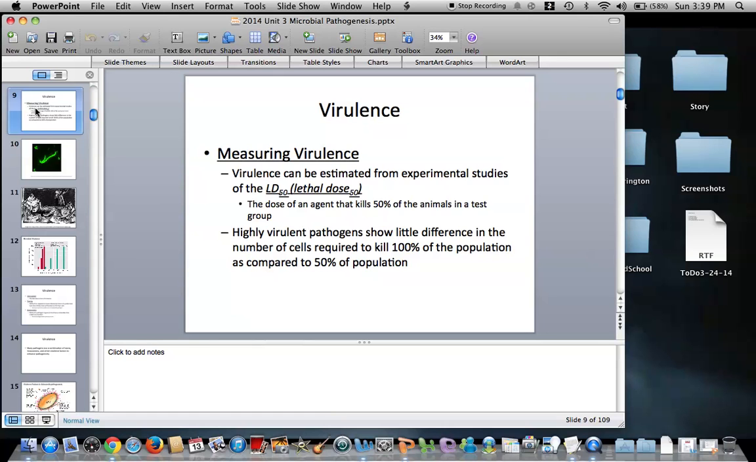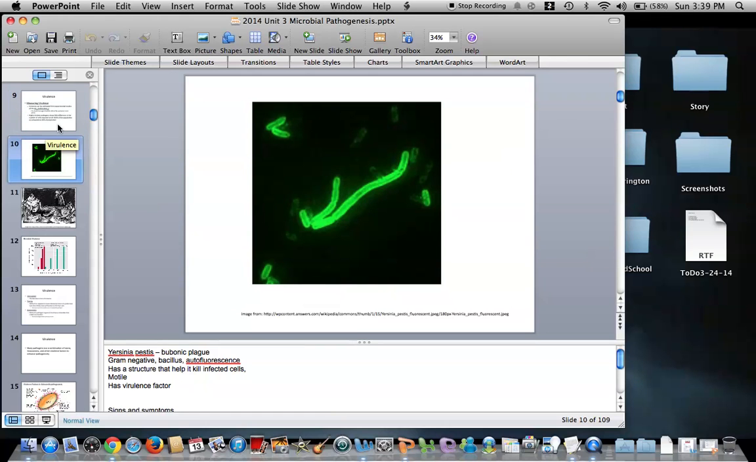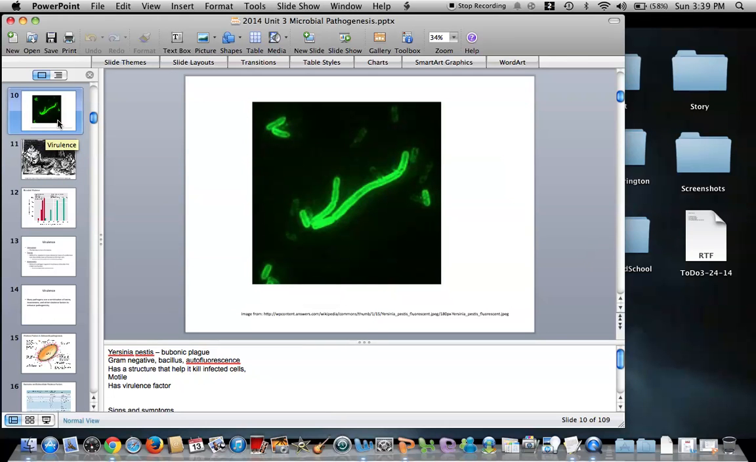So if you need like 50 milligrams to kill for LD50 and you need 51 for LD100, then that would be considered a highly virulent pathogen. Whereas if the LD50 was 50 milligrams and then the LD100 was, I don't know, 600 milligrams, that would not be considered a highly virulent pathogen. Those are, of course, made up numbers.